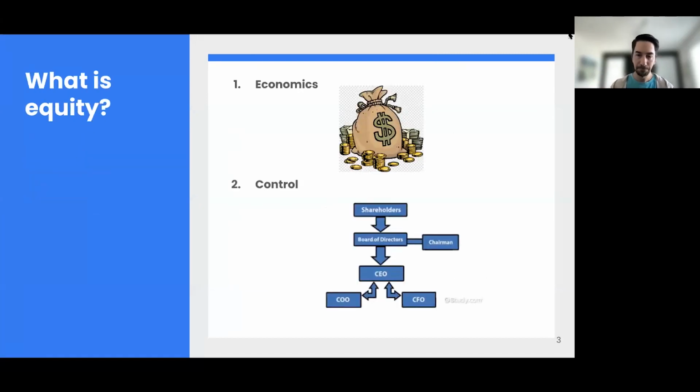So I'll hand it over to you. So big picture, what is equity? Equity is your unit of ownership. So if you have equity in a business, that means you own part of that business. And what does that actually even mean? What does owning a business get you? And so there's two big themes going on here. One is money, economics, and two is control.